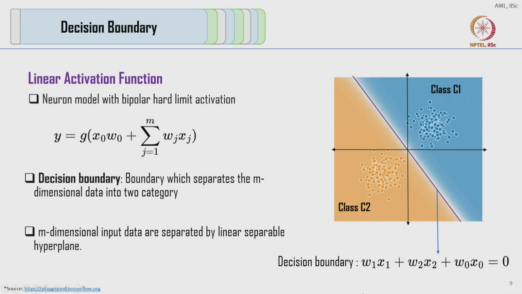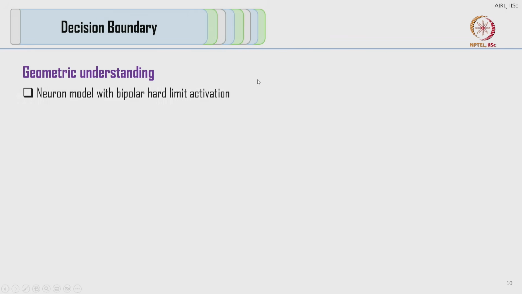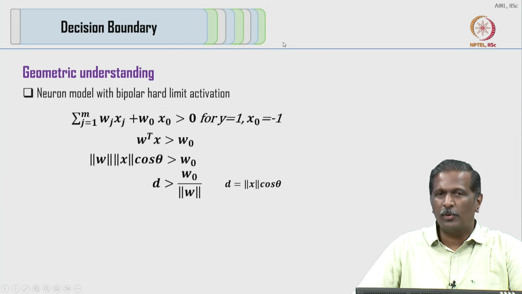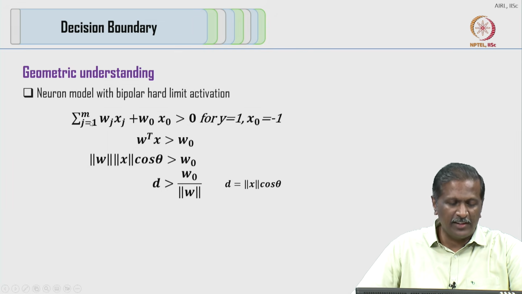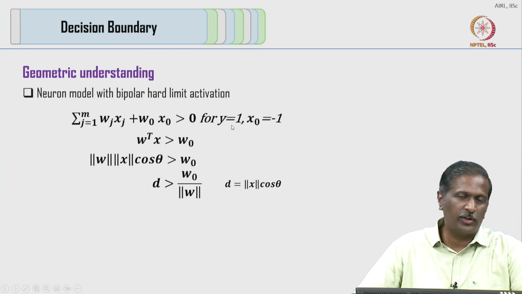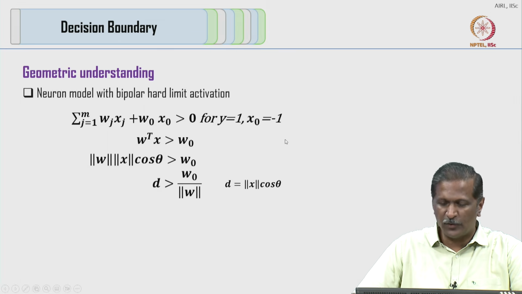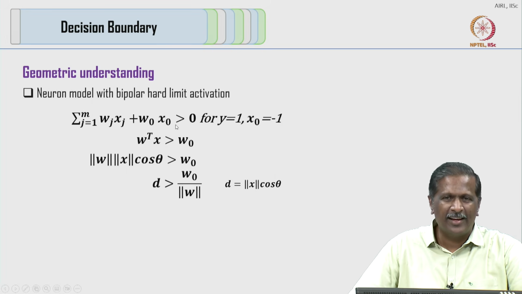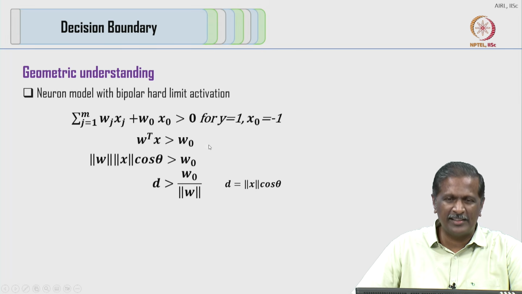What is my decision boundary? W1x1 plus W2x2 plus W0x0 equal to 0. That is my decision boundary that we are representing here, right. Let us get a geometric understanding of this decision boundary. If you look at our equation, summation j is equal to 1 to m of wjxj plus w0x0, this should be greater than 0 for y is equal to 1. Let us assume, just for the sake of argument, that the input x0, which we usually take as 1, I am just taking as minus 1, so that mathematically we can represent it better.